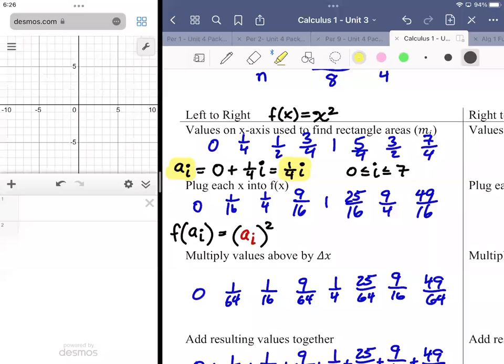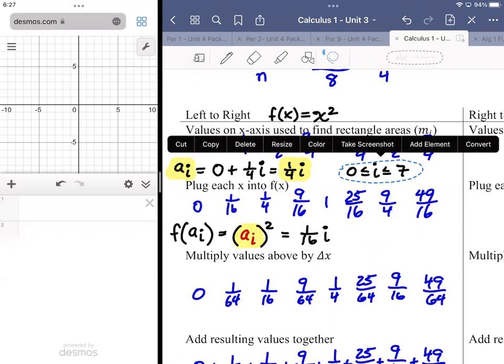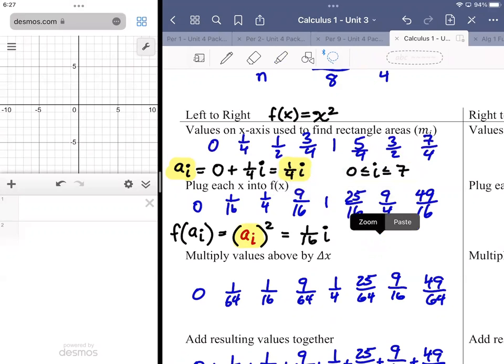So I can take this number, the 1/4 I, and square that. And I would get 1/16 I, still over the same interval. All right. So we test it out. You plug in a 0 for I, you get 0. Plug in a 1 for I, you get 1/16. You plug in a 2 for I.